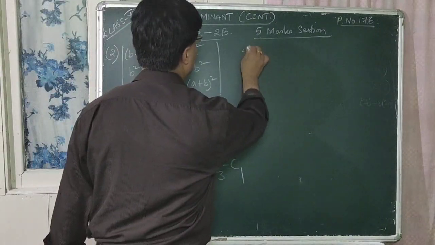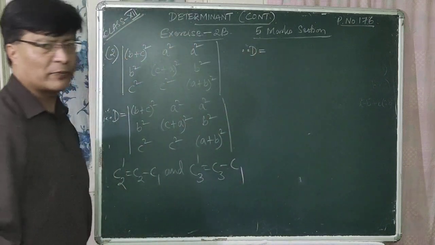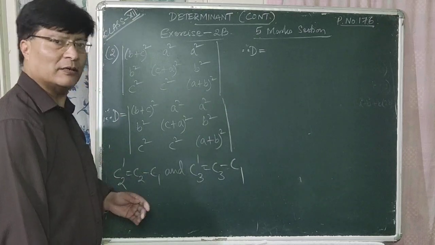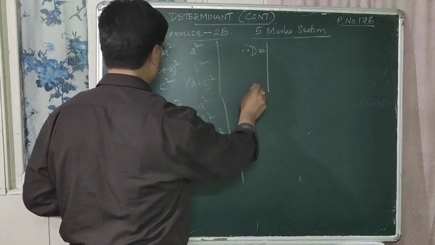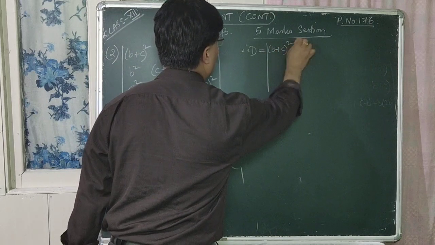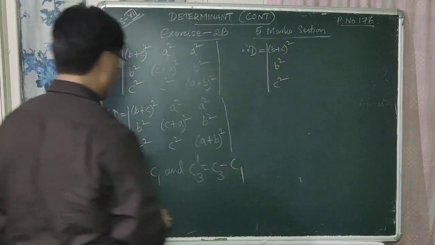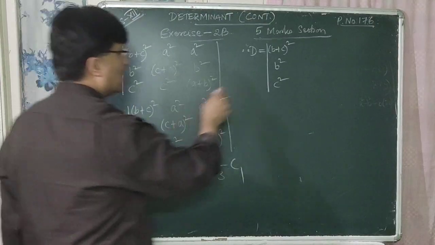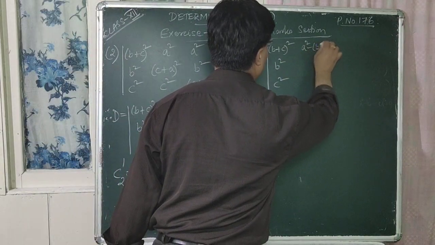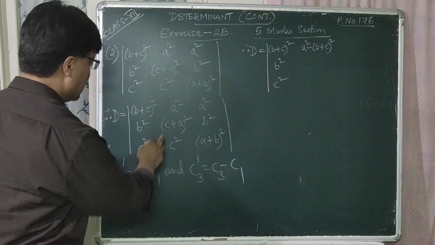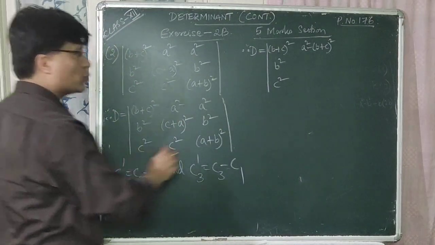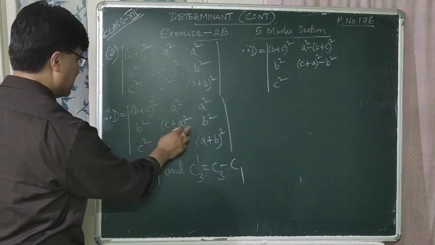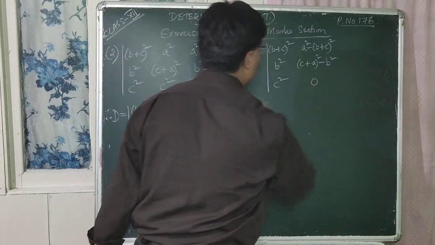Now this determinant now becomes, so D is equal to, only two columns are changing, that is C2 and C3. So column 1 remains same. What is column 1 here? It is B plus C whole square, B square, C square, right? Now column 2 minus column 1, A square minus this, that is A square minus B plus C whole square. Next, C plus A whole square minus B square, C plus A whole square minus B square, right? And C square minus C square will be 0, right?